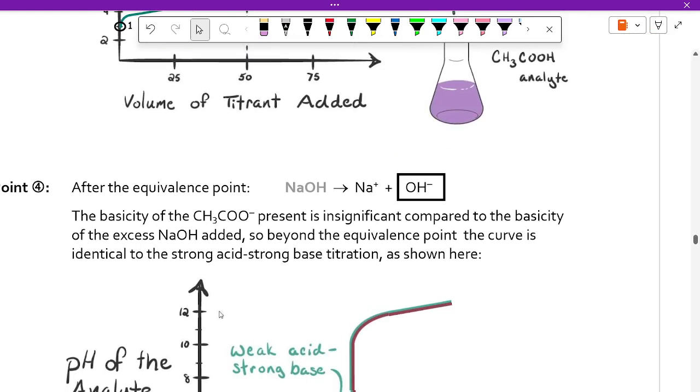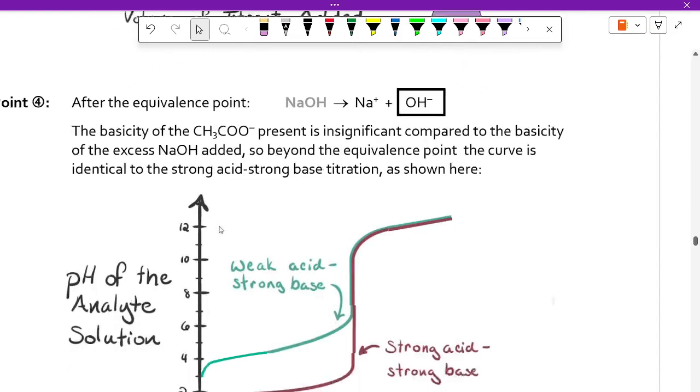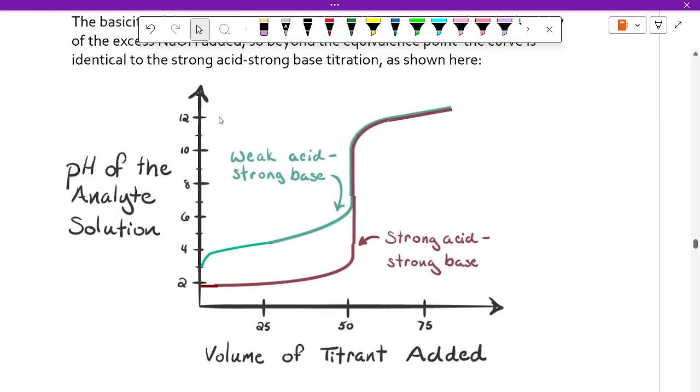After the equivalence point, it's just the excess base. We've already talked about that. And this just shows weak acid versus strong base right beside strong acid with strong base. And you can see that the curves become the same after the equivalence point.